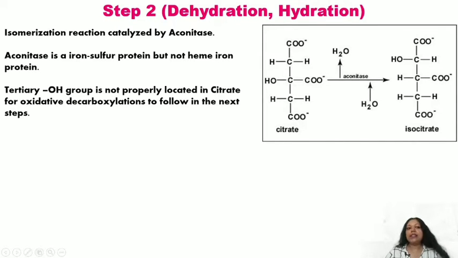Aconitase is an iron sulfur protein but does not contain heme iron. Correct? The dehydration followed by hydration give rise to ultimately isomerization of citrate to a moiety which is termed as isocitrate. And as per our experience of isomerization reactions, we got to know that it is not the simple ones as we have discussed in glycolysis. Okay.